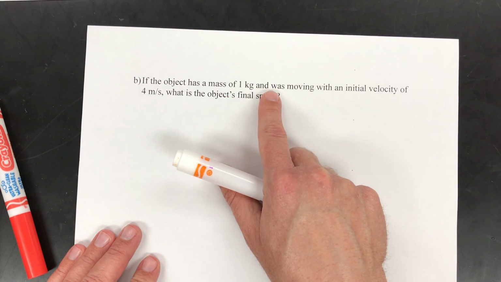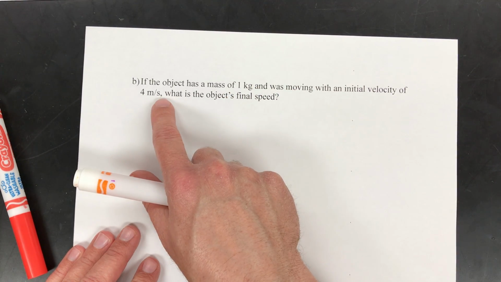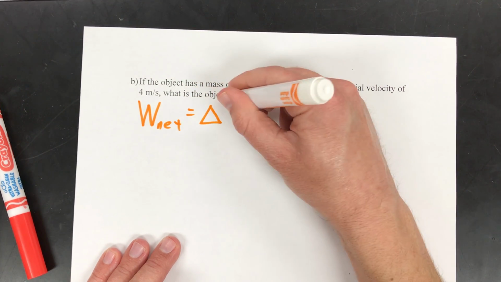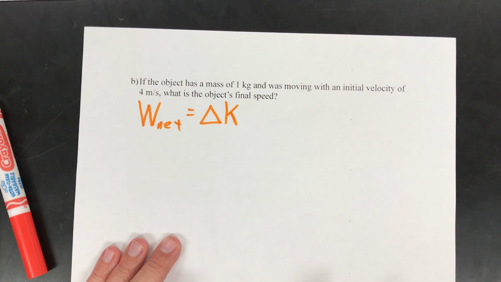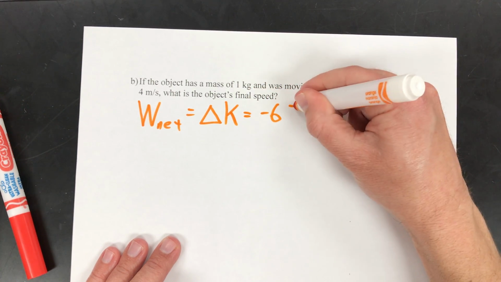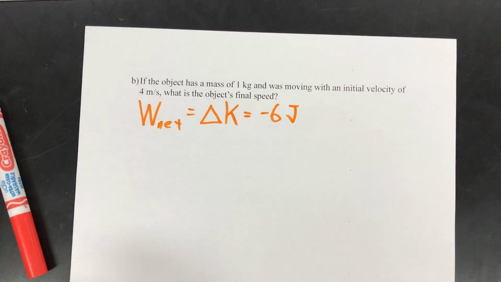So next part says if the object has a mass of 1 kilogram and was moving with an initial velocity of 4 meters per second, what is the object's final speed? Well, remember, the net work is equal to the change in kinetic energy according to the work energy theorem. So we know our kinetic energy will drop by 6 joules.